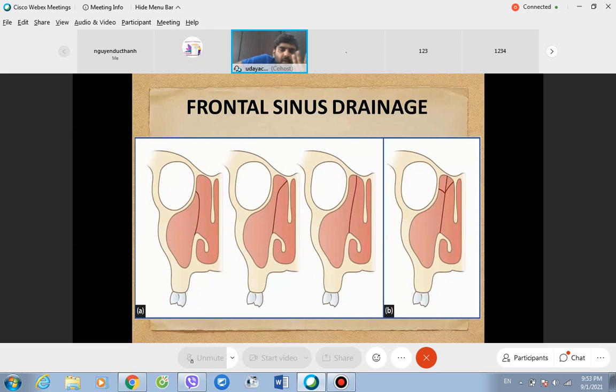One, it is the lamina papyracea. Two, towards the middle turbinate. Three, towards the skull base. When attached to the lamina papyracea or the skull base, it is a medial drainage. Only when it is attached to the middle turbinate, it should be a lateral drainage. But most commonly or often we see a combination of these three.